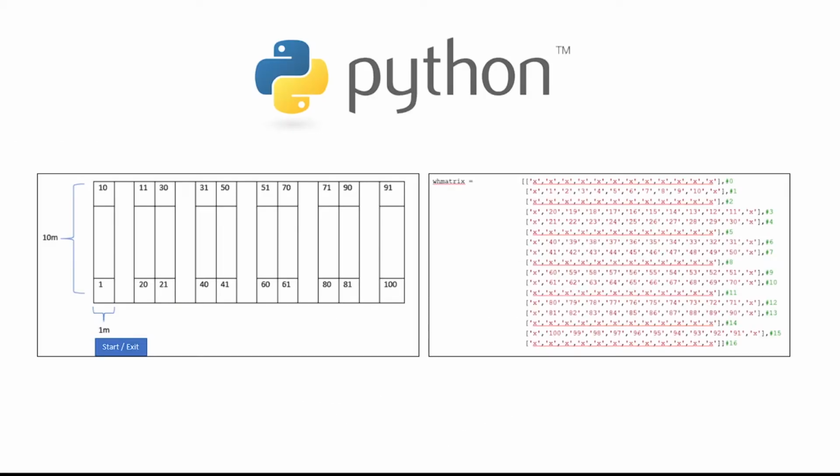The simulation will be written in Python. We first transform this warehouse into a warehouse matrix. The X indicates the pathway, while the numbers indicate the item code. Then, a list of items is randomly generated to become the pick list.